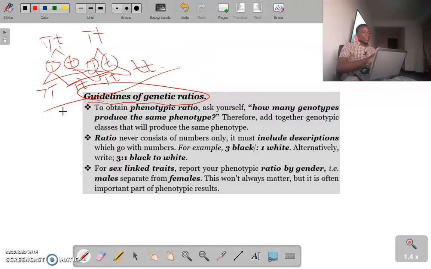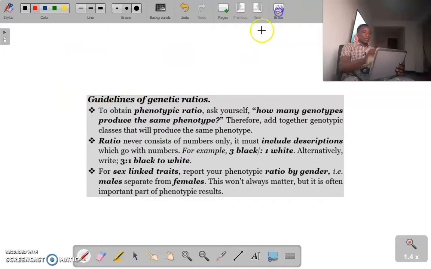So when you are asked about ratios from this type of cross, you have to ask yourself how many genotypes influence the same type of phenotype. So for example, one of the genotypes here is this one, and this influences tallness. So to obtain the ratio, you will just ask yourself how many genotypes influence tallness. Now we will find that we have the first one, the second one, and the third. So we have 3 genotypes that influence tallness, and then we have just one genotype that influences shortness or dwarfness. So this is just the genotype for short.